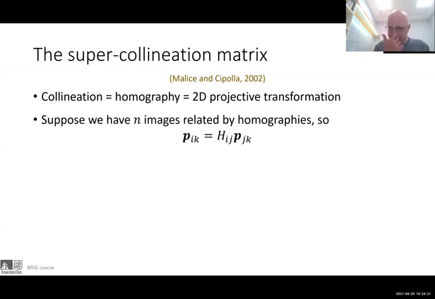Okay, so here is the setup of the problem. You have n images, and for every pair of images i and j, there is a homography h_ij. The kth pixel in image j is transformed by h_ij to the kth pixel in image i, and I forgot the lambdas here. Of course it's not equal, it's up to scale.